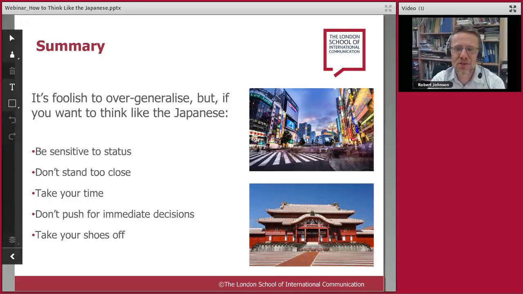It's really good to take your time with the Japanese. Expect things to take time with the Japanese. They like to take time to reach consensus. Don't push for immediate decisions, because the more you push, the further back they will go, and it's not necessarily constructive. And then finally, before I have a read through your questions, remember to take your shoes off.